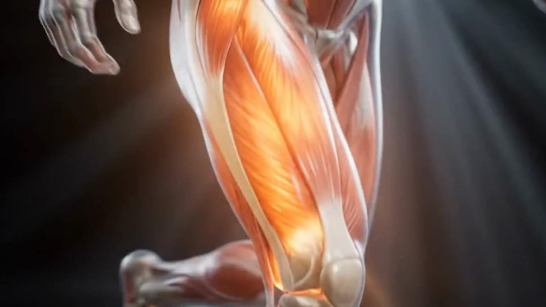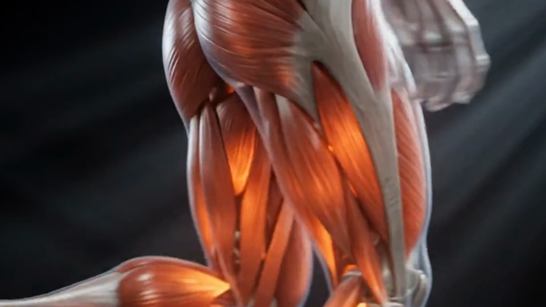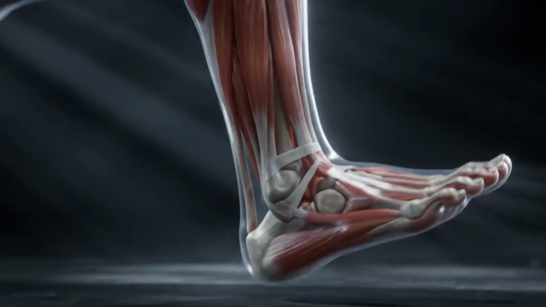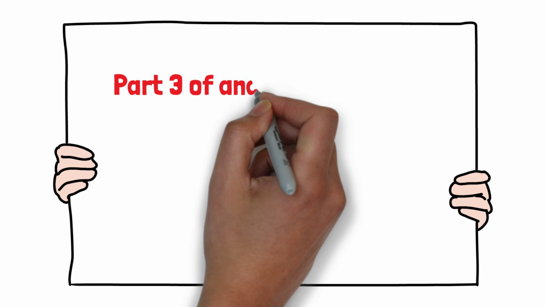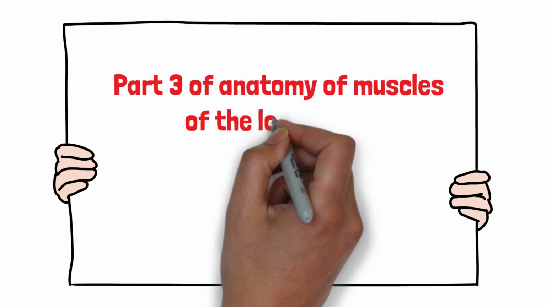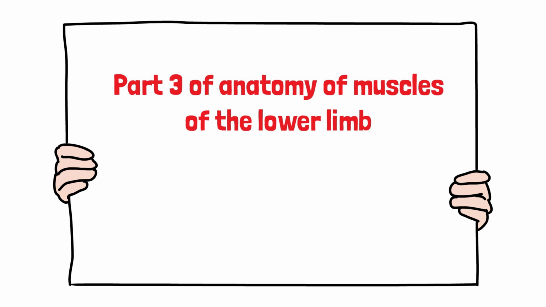Ever wondered why you can lift your toes, stand on your tiptoes, and even turn your foot outward? 3 completely different movements, but they're all controlled by muscles below your knee. This is part 3 of the video on anatomy of muscles of the lower limb. So without wasting any more time, let's get started.